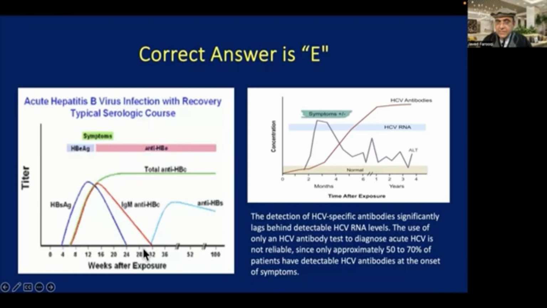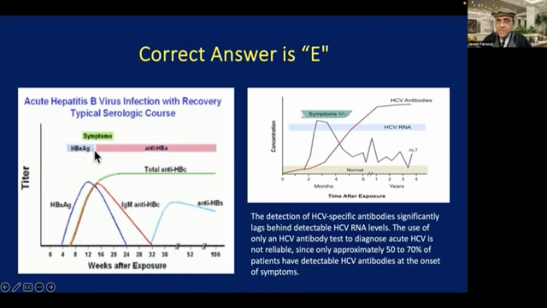Then anti-HBs appears after 6 to 8 weeks and it persists almost lifelong. Coming to the other antibodies, the total anti-HBc appears after the HBs antigen comes and it persists. Then the anti-HBc IgM appears and then it disappears when the anti-HBs appears.